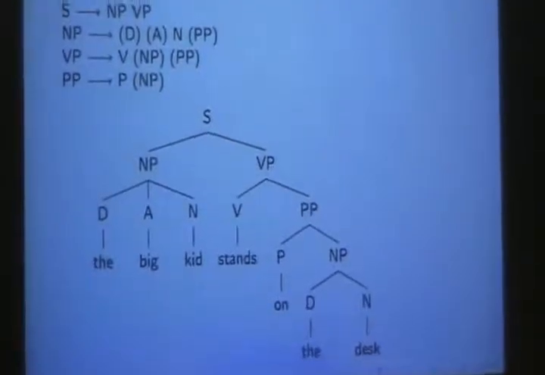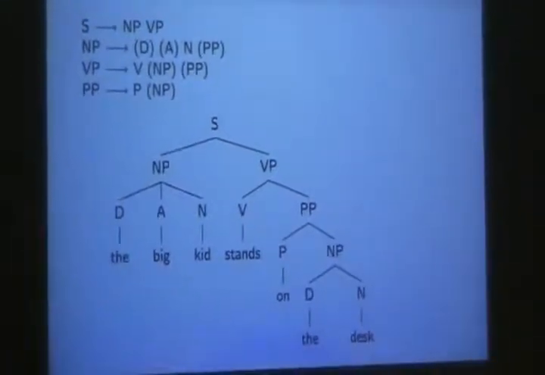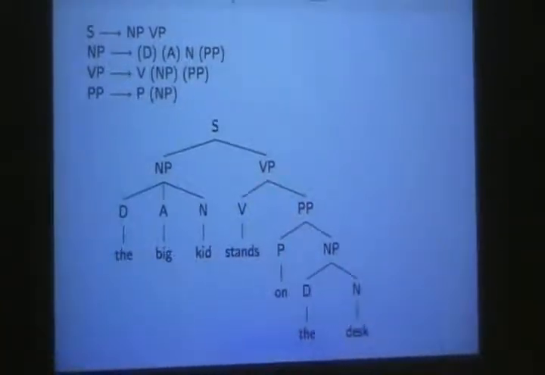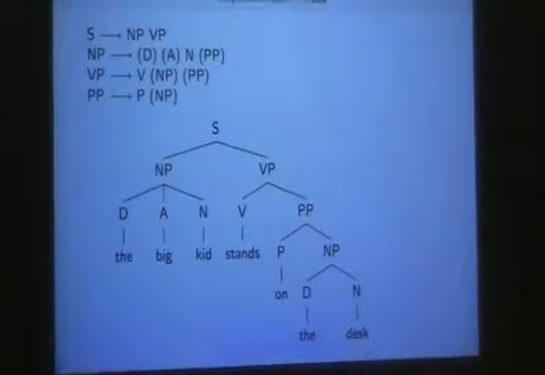Here's an example now, using this new innovation, the prepositional phrase, of a sentence. So, the big kid stands on the desk. Two groups of words. The first a noun phrase. This noun phrase has three things in it. A determiner, adjective, and noun. There they are. This verb phrase has two things in it. The first a verb, always a verb. The second a prepositional phrase. Now, two things in that one. The first a preposition, always a preposition. And in this case, a noun phrase that follows.